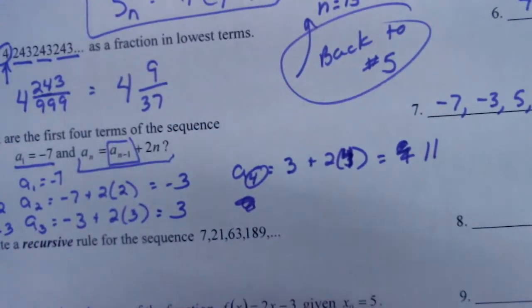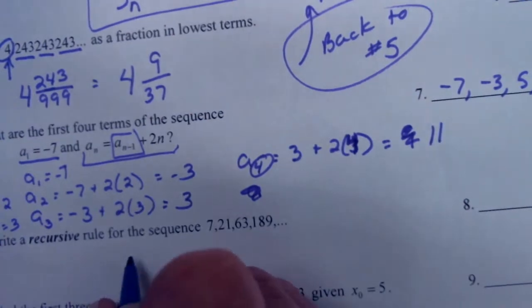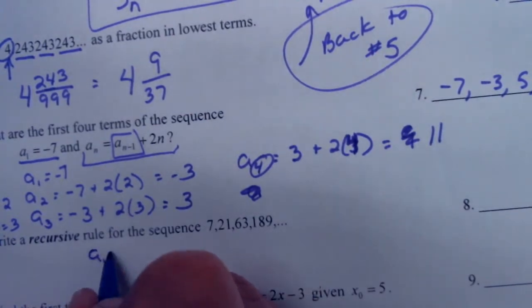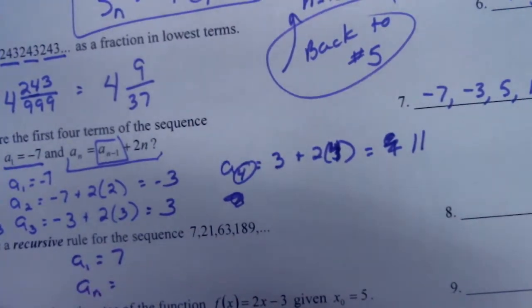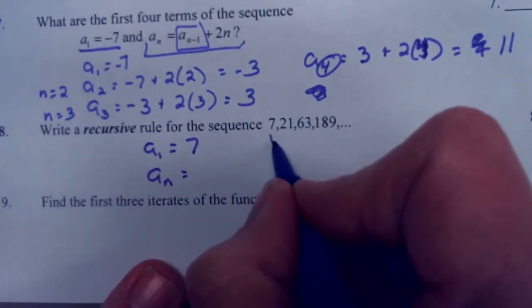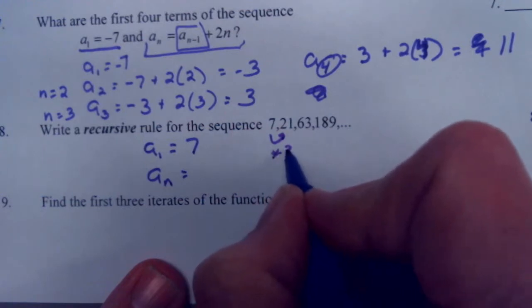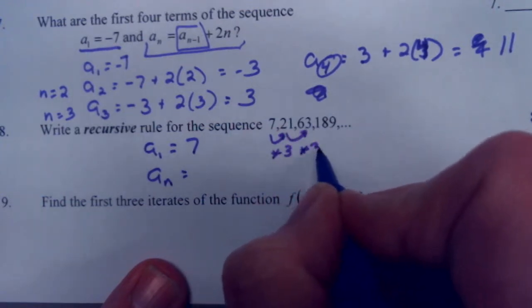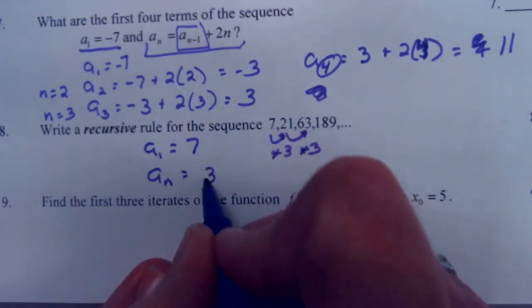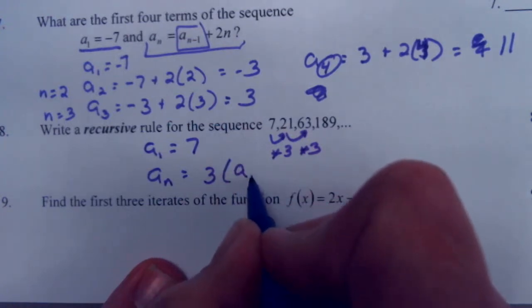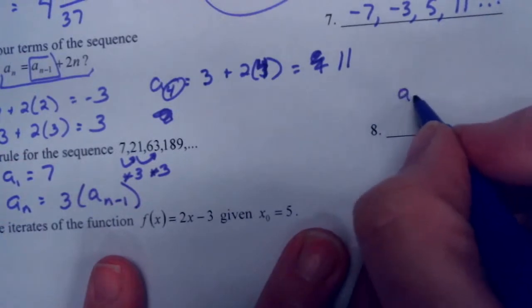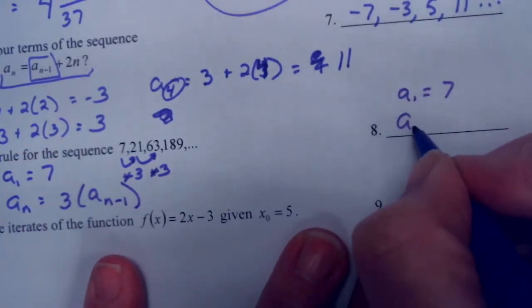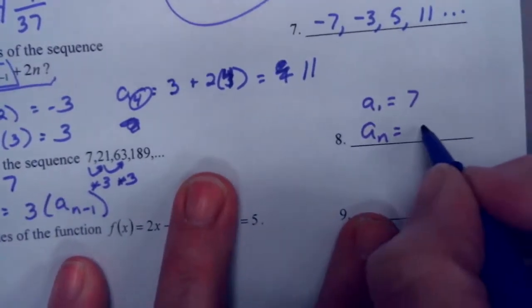Okay. Number 8. The recursive rule. You need to start with the first initial term, which is 7. a sub n: how do you get from one term to the next? On this one, from 7 to 21, I multiply by 3. From 21 to 63, multiply by 3. So apparently, I just multiply 3 times the term before it, n minus 1. Okay. So that's your answer. Make sure you include both the initial term and the rule to get the next term.